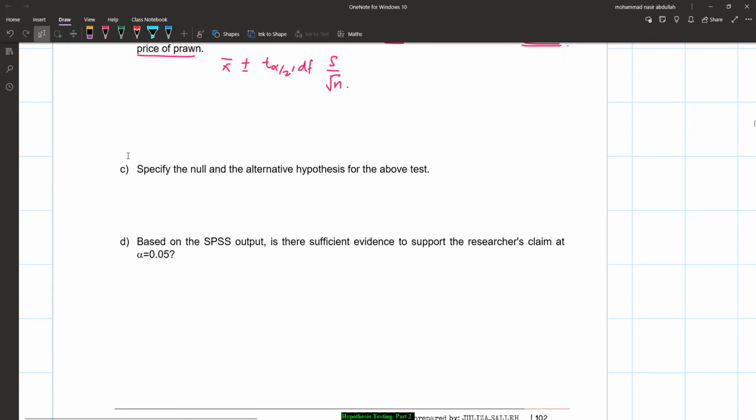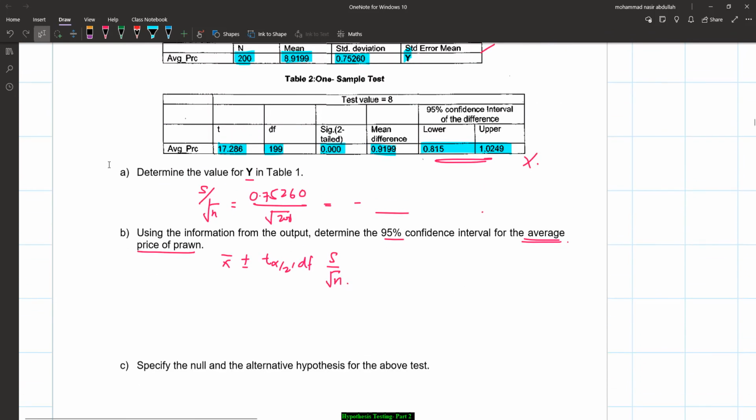Specify the null hypothesis and alternative hypothesis. So we look here, the test value is equal to 8. So the null hypothesis is mean equal to 8, and the alternative hypothesis is mean is not equal to 8. Right. Okay.